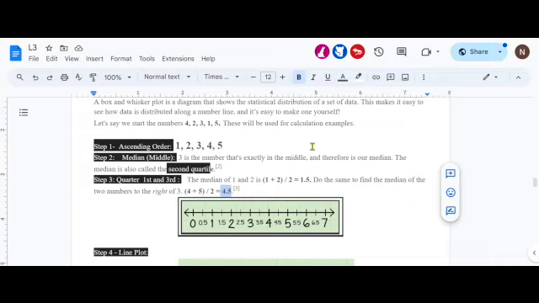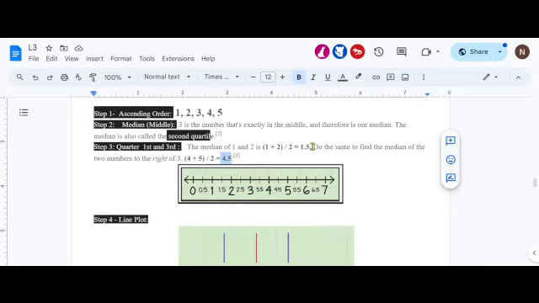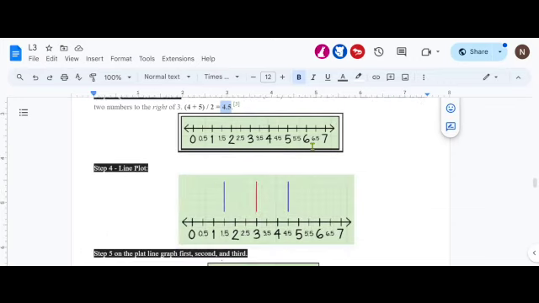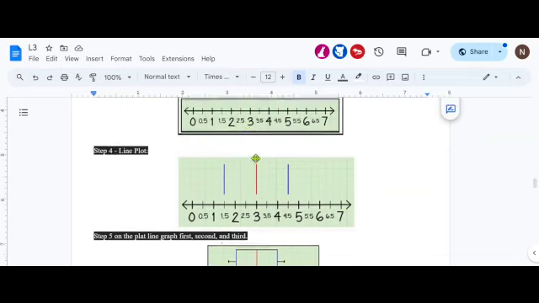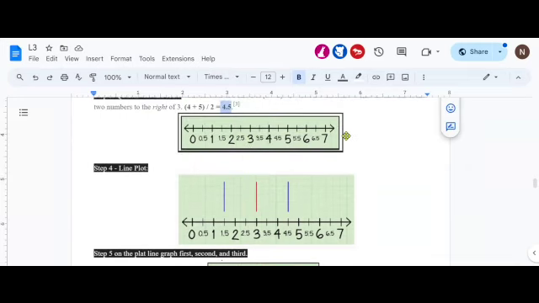Is this clear? You're going to ask me what I'm going to use this for. We'll find out now. You're going to draw the number line. So draw this on your paper, and then you're going to make 3 lines. Where's the first line?